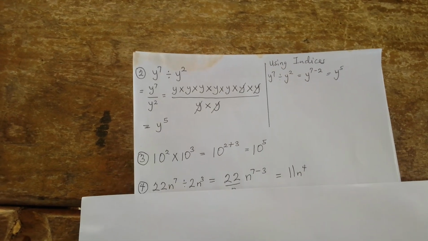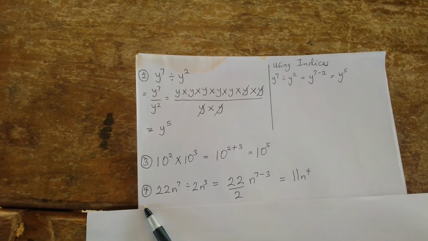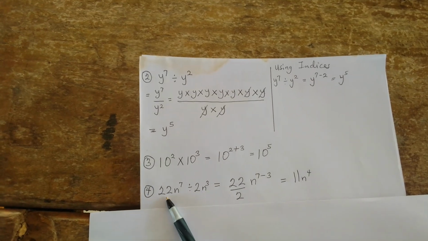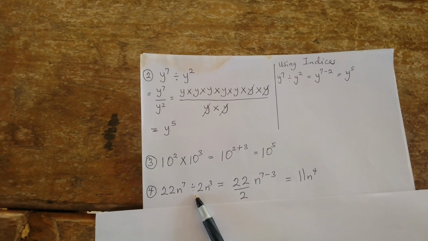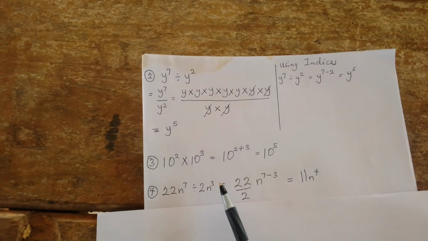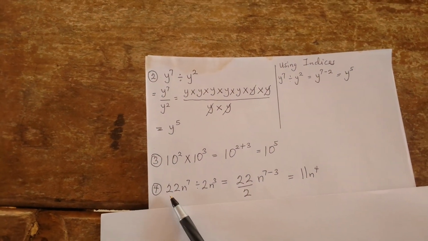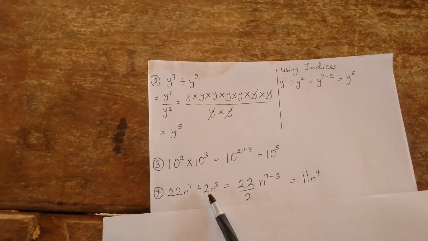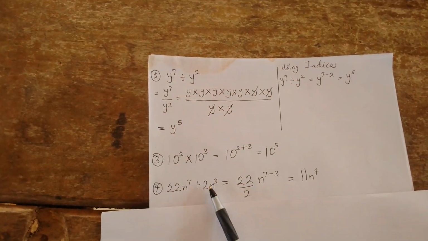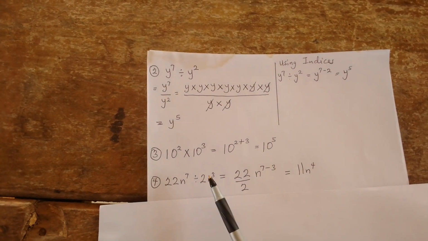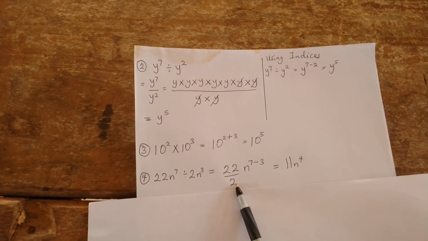Now let's move further to another example, number 4. That is 22n raised power 7 divided by 2n raised power 3. It should be equal to, now you realize that here this 22 and 2 are constant numbers. They are not having power, so you can divide them just that way. So that means you are having 22 divided by 2.